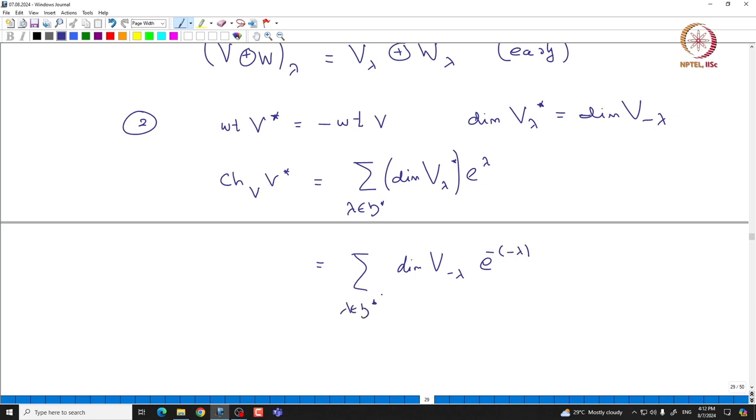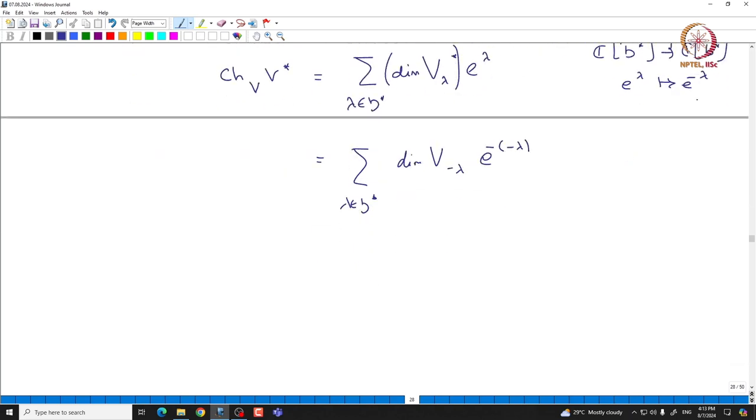Basically, what you are doing is taking the transformation from C H star to C H star which comes from the linear map lambda goes to minus lambda, and that can be extended to e power lambda goes to e power minus lambda. If you call this map F, then you can easily see that the character of V star is F of the character of V.